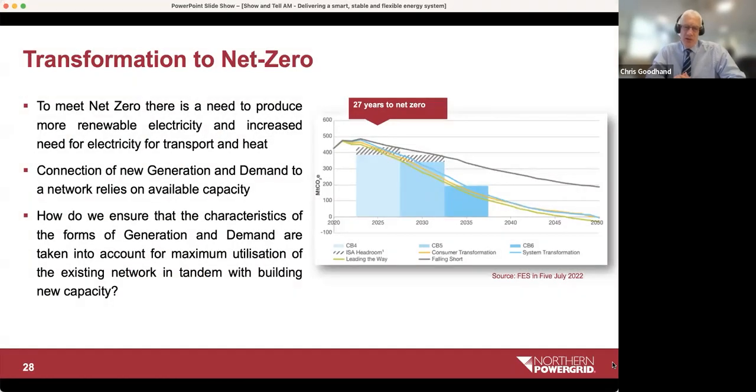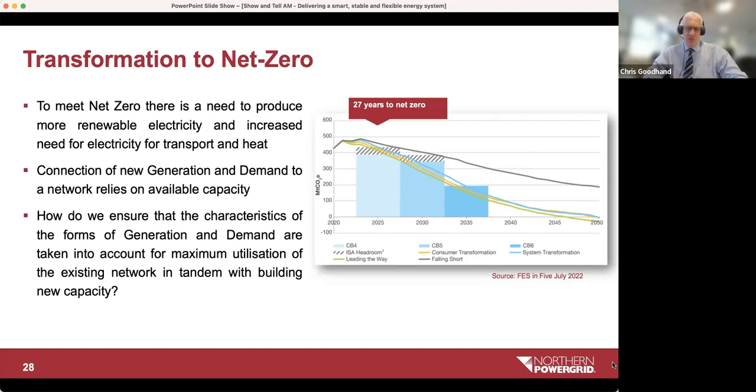Okay, so a little introduction to the problem. We all know that we need to meet net zero, and the clock is ticking, not very long to go. In order to do that, we need to produce much more renewable electricity if we're ever going to meet the increased demand that transport and heat will place upon us. And to do this, we need to be able to connect more generation and more demand to the network. And to do that requires available network capacity. Once that capacity is all used up, we have to build more capacity, and that takes considerable time to do. You're into relatively major civil engineering to do that.